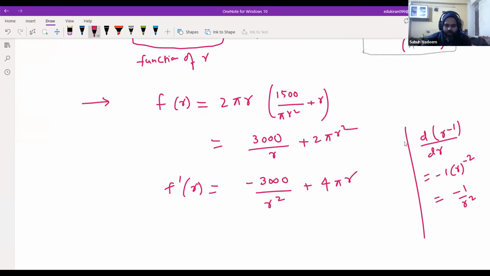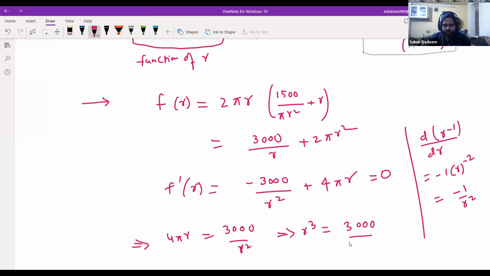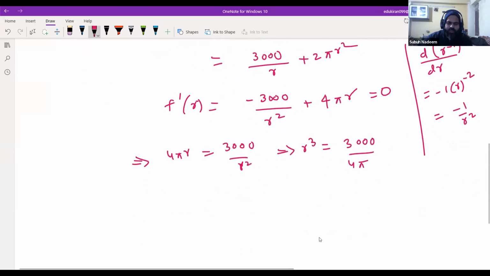Now you will equate it to 0. So what you will get is 4 pi R is equal to 3000 by R square. So the next step will be R cube is equal to 3000 by 4 pi. So this is the cube of the radius, which means the radius is 3000 by 4 pi, cube root.